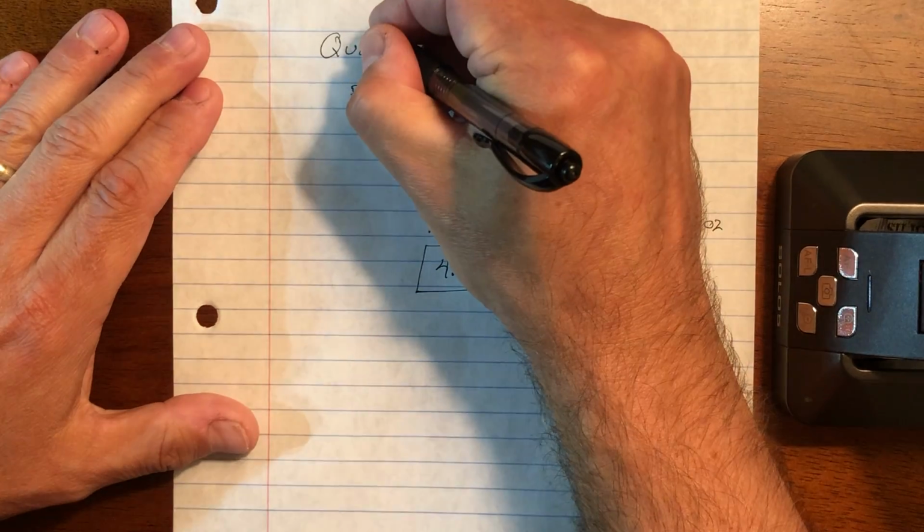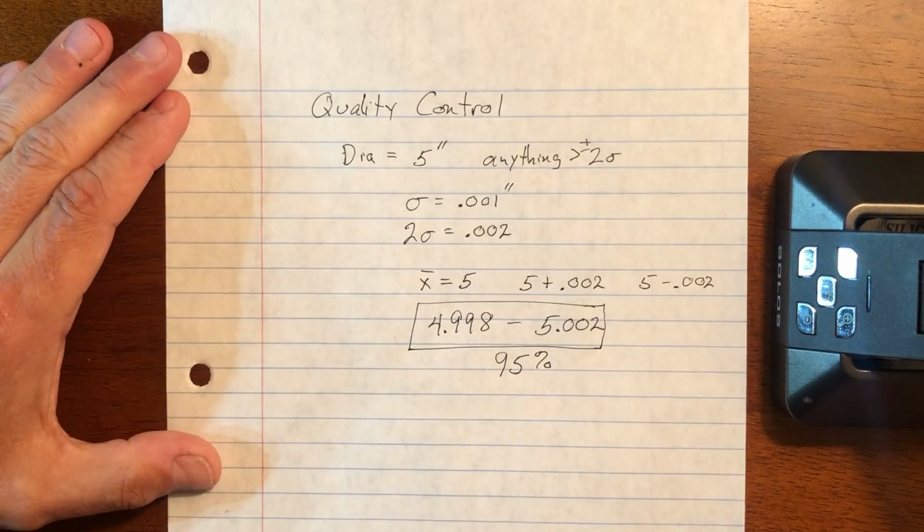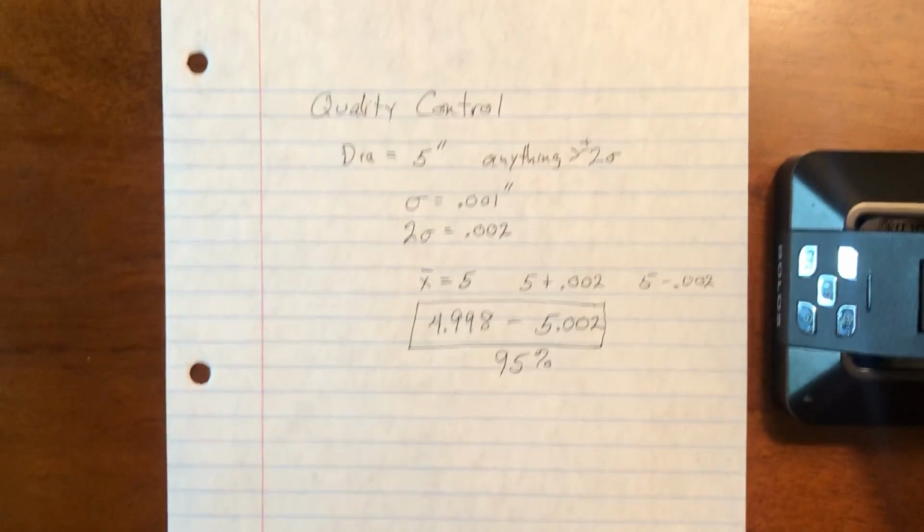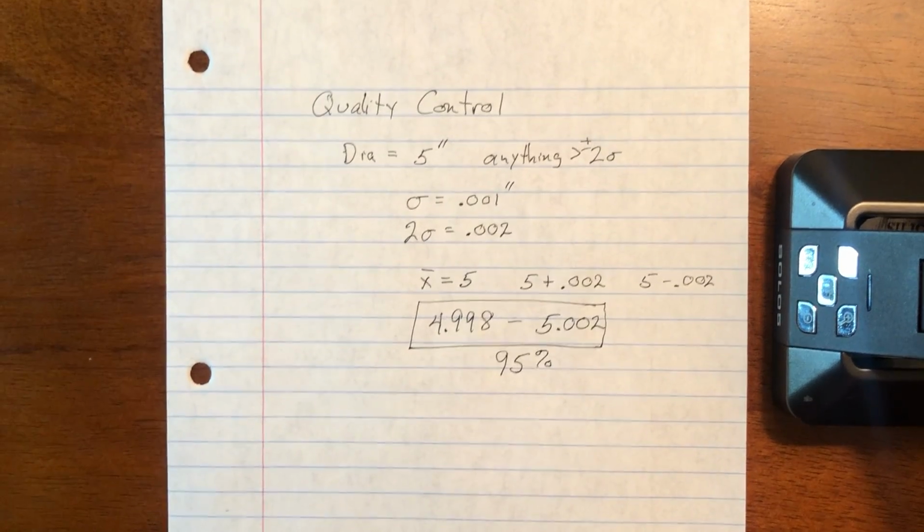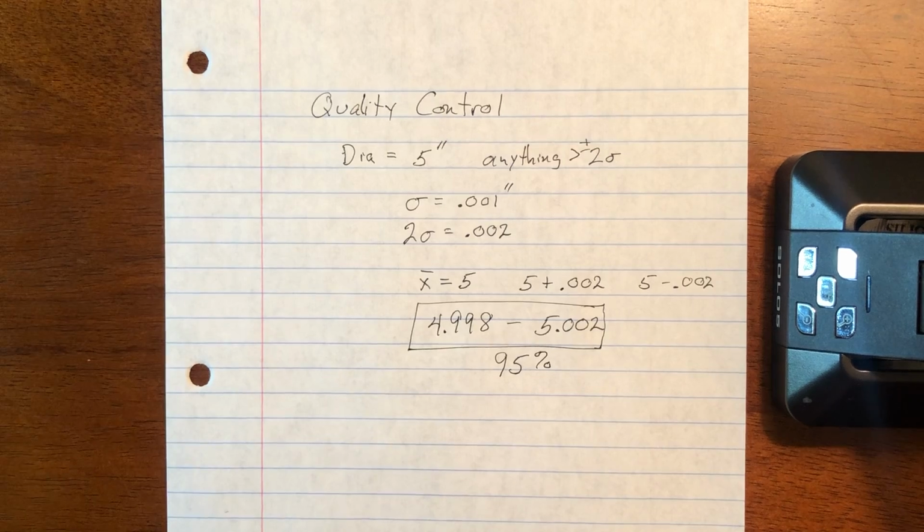I just noticed that I misspelled quality. There we go. Quality control has an L. Who knew? I'm not good at spelling. I'm not that good at math either, but anyway. Let's see, where were we?